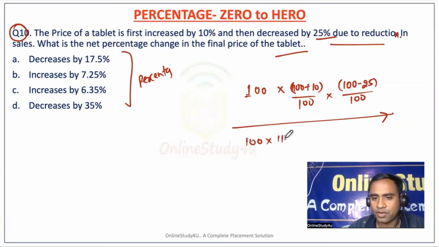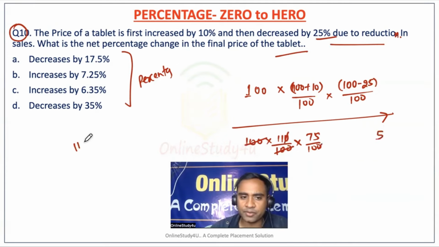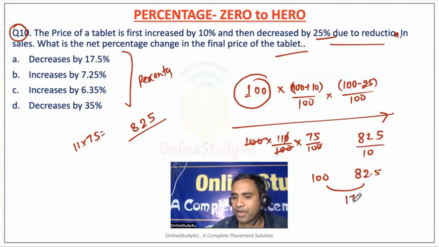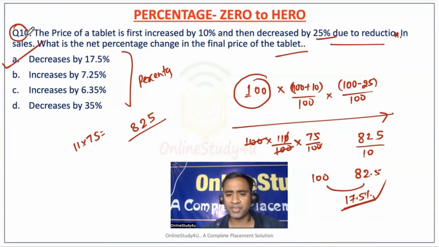So 100 into 110 by 100, into 75 by 100. Just solve it: this 0 cancels and this 0 cancels, and then 5. So 11 into 75 multiplication gives 825. 825 by 10 will become 82.5. So from 100, the price of the tablet now became 82.5. The loss is 17.5. And in terms of percentage, it will be 17.5 percent, because if 100 is the base, then the percentage and the value will be equal.